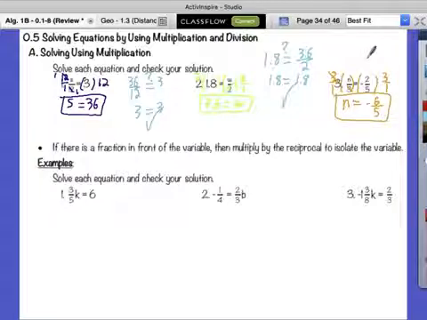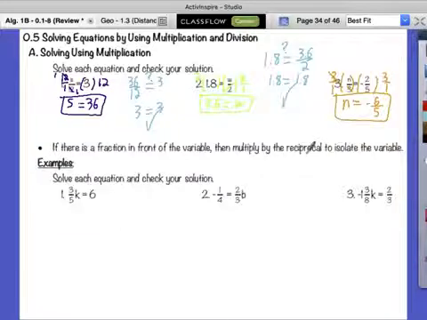Negative 1 and 1/5 as a mixed number, okay? Questions on that? Alrighty. This will be handy for our next examples.